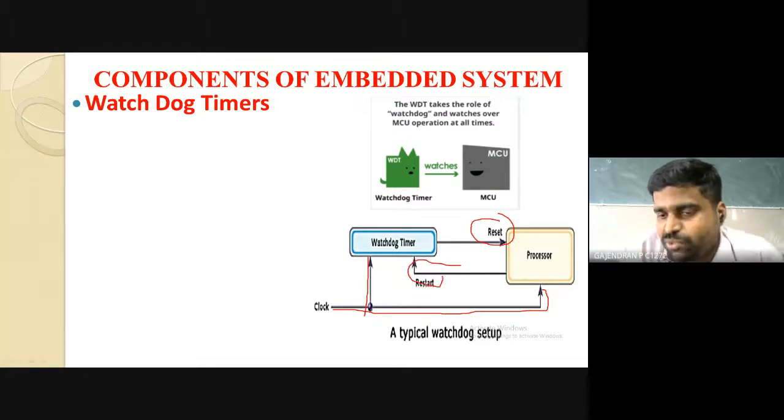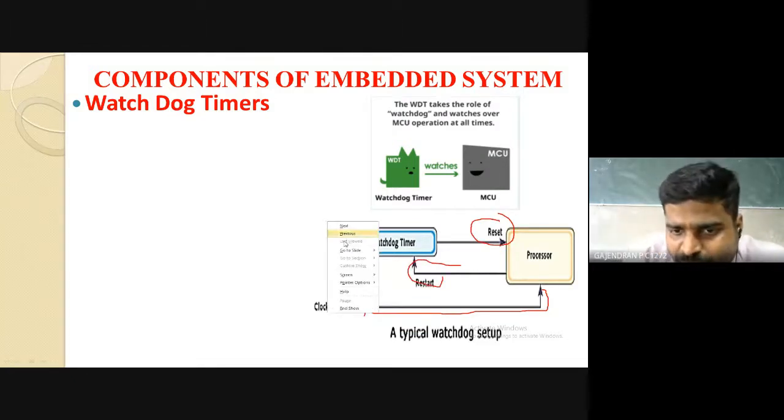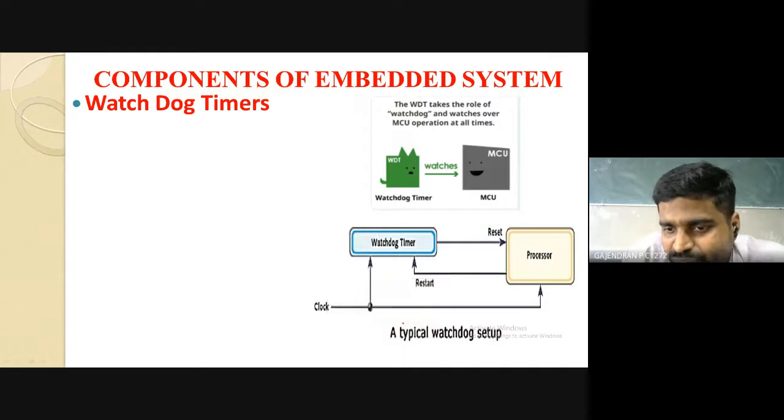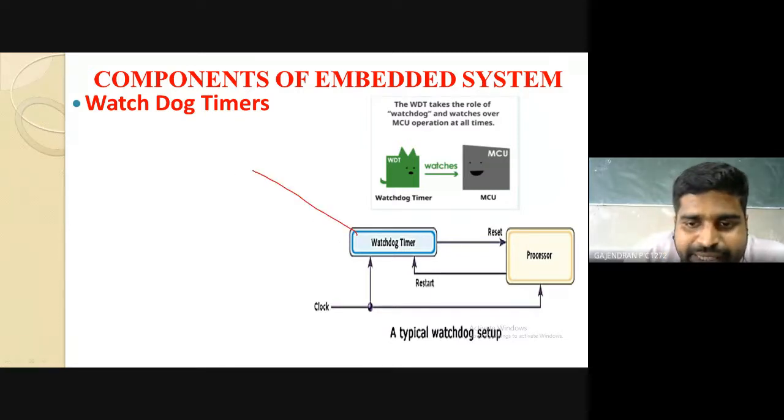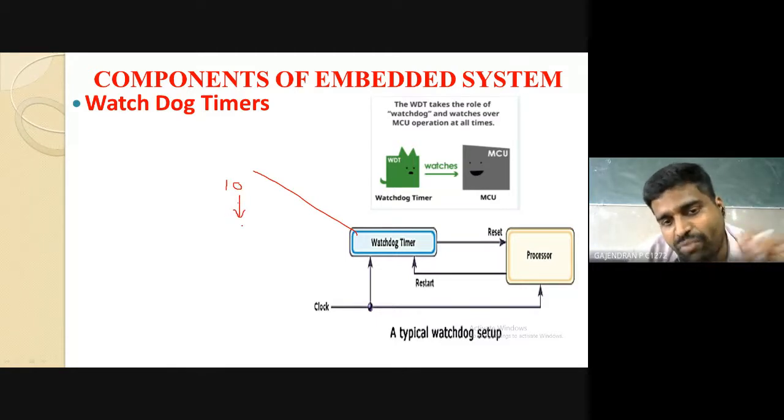Now please observe very clearly what kind of setup we will have. Very first, we will give some initial count value here. For example, consider 10. Then your watchdog timer will do down count. Down count means what is after 10? After 10, what will come?